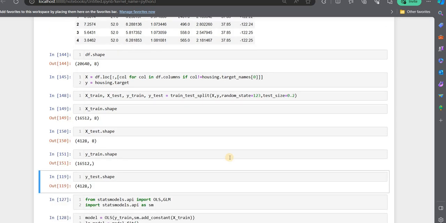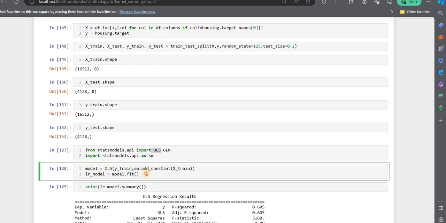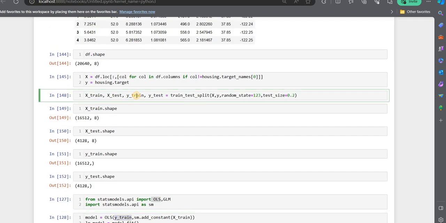Here I'm importing the models OLS and GLM. What is this GLM? I will come to this later. OLS is ordinary least squares. In OLS, I'm passing our Y train. For the X train, these are all the X value features of the house, and the Y train is the price for those values. Again, the X test is the remaining 20%, the features of the house, and for that X test, these are the price values.